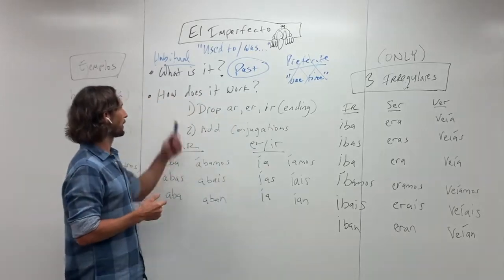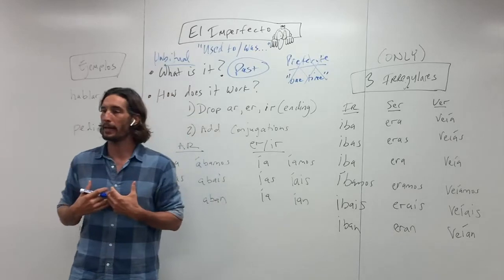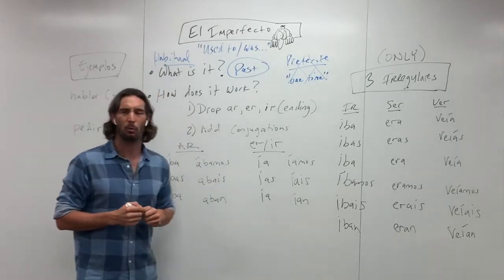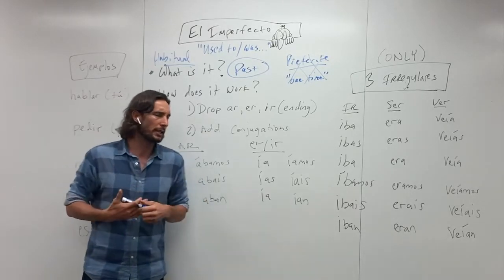As I said, we looked at what it is: a past tense, implying that you did something habitually in the past. And we're going to take a look at how it works, right? How do we form it? How do we use it, in a sense?